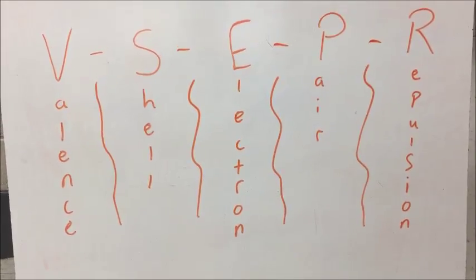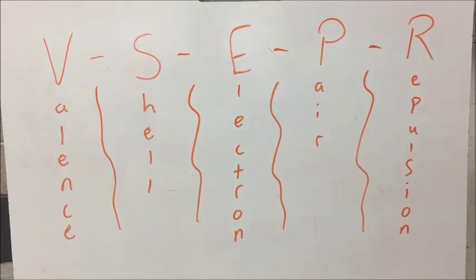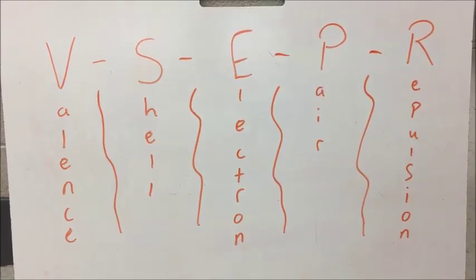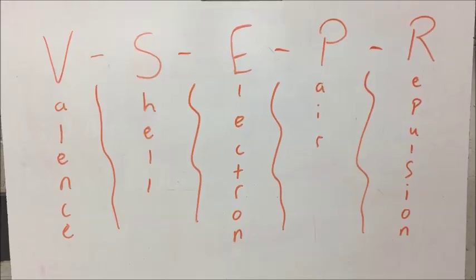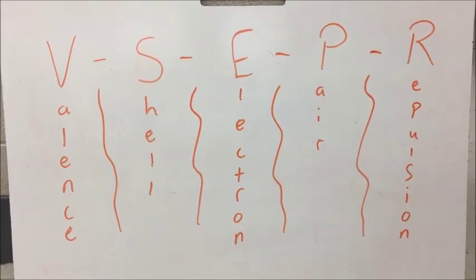Ready, go. The VSEPR theory stands for valence shell electron pair repulsion. This determines the shape of the molecule by the electron pairs repelling each other. They want to get as far away as possible.